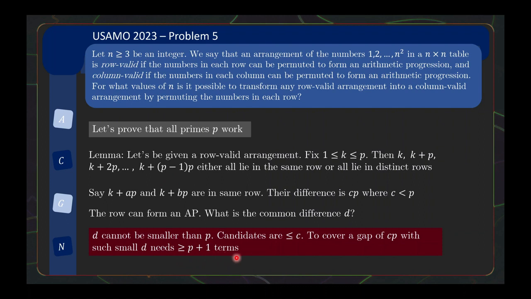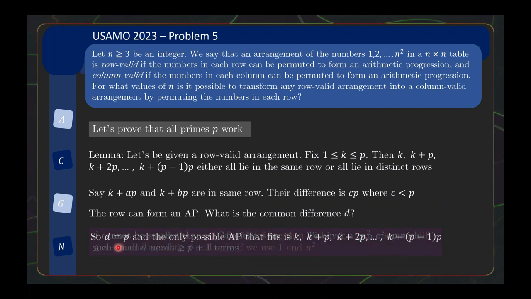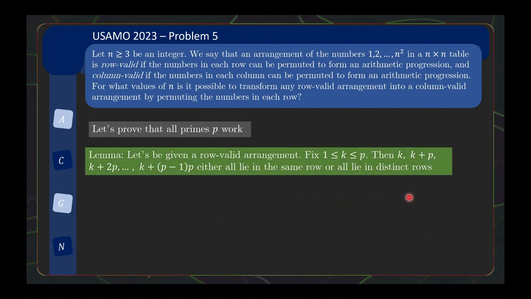So this means that your row only has p terms in the AP, right? So this again shows that your d cannot be too small. In fact, it cannot be smaller than p. So this forces d equals p, which means that the only possible AP that fits this and uses both these two numbers is our candidate elements over here. So this means all these elements in fact lie in that same row. So we have now proven the lemma.